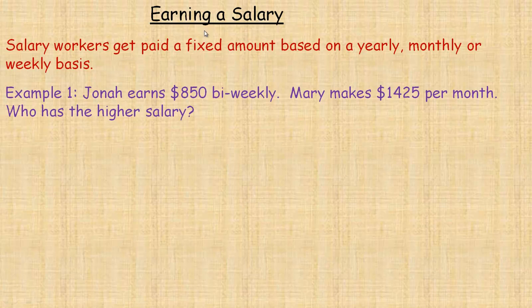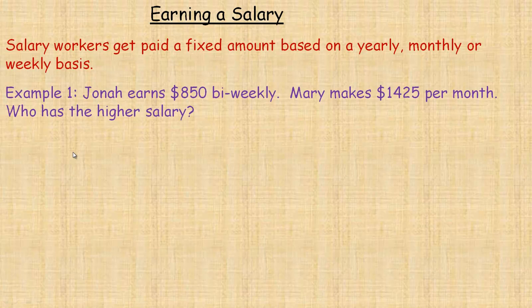In this tutorial, we're going to take a look at earning a salary. Salary workers get paid a fixed amount based on a yearly, monthly, or weekly basis. And fixed means a certain amount, and that amount's not going to change unless, for example, you get a raise. So it doesn't really matter how many hours a week you work, or a month or a year, you're getting a certain particular salary.